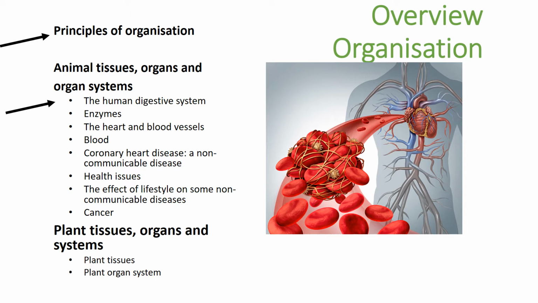So they've broken it down into different sections, and I've put arrows in to what we're going to be looking at today. So this is the overview of what we're going to be doing in the next few lessons. Today we're going to do principles of organisation, and then we're going to do the human digestive system, which comes under the animal tissues, organs and organ systems.